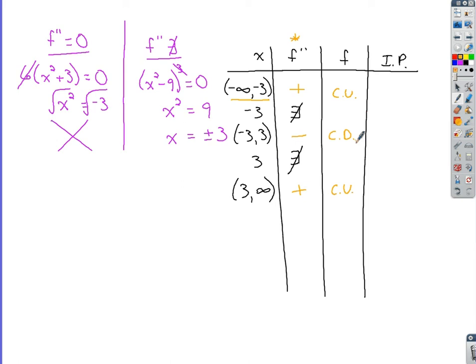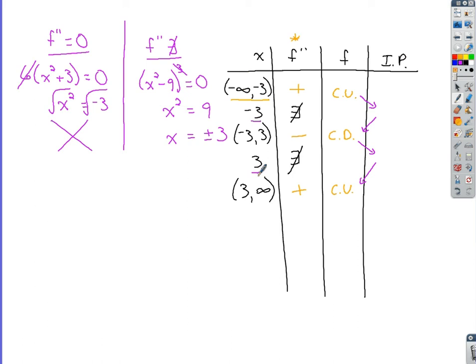Now, when there is a change in concavity, we have inflection points. So if you look at the change in concavity here from up to down, we have an inflection point at -3. From down to up, we have an inflection point at 3. At least it would seem that way, right? But the problem is, if you take these numbers to plug back into the original function and find those points, it's not going to work.